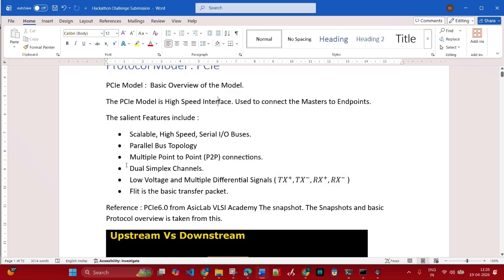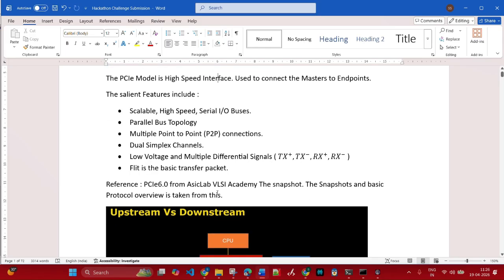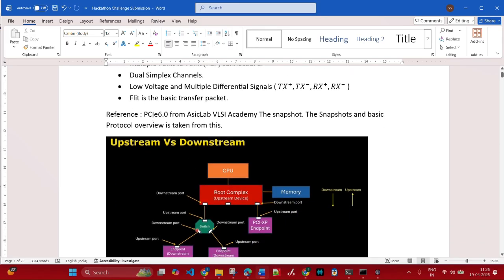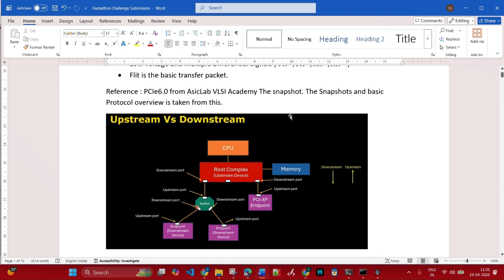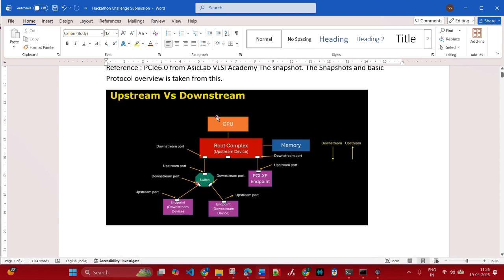The basic transfer unit in this PCI bus is a FLIT. It's a basic transfer packet. For learning purposes, I have taken these snapshots from the ASIC Lab VLS Academy. So what is PCI? Everybody knows PCI is a peripheral component interface protocol.